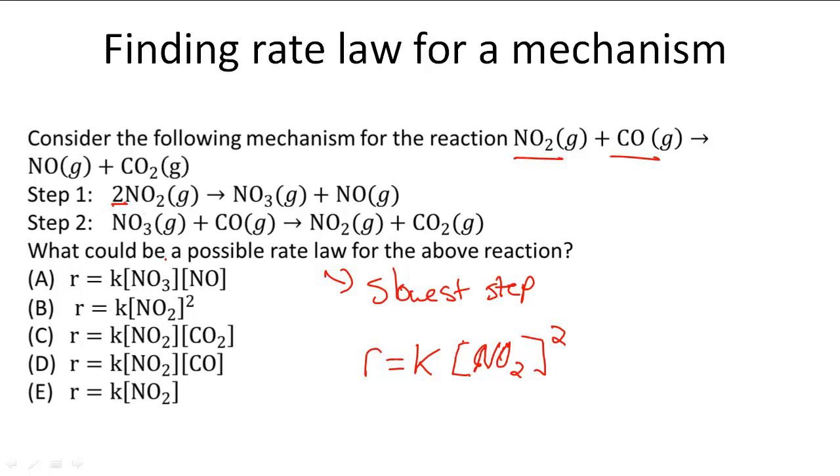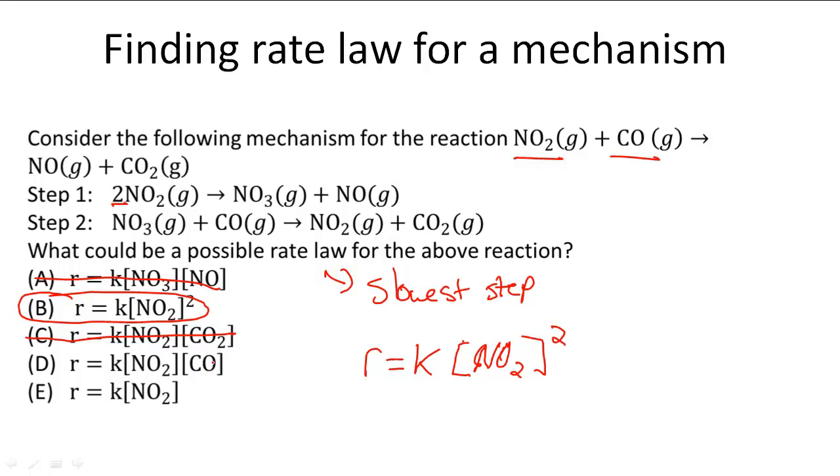But notice step 1 and 2. We have all these rate laws, and the only one that matches up with what we have is B, but all these others do not include the reactants from step 1 and 2. So here we have NO3 and NO. That's not the reactants that we have for the next step or for step 1. So A is wrong. C also, we have NO2 and CO2. That also does not include even the overall reaction, so that's wrong.